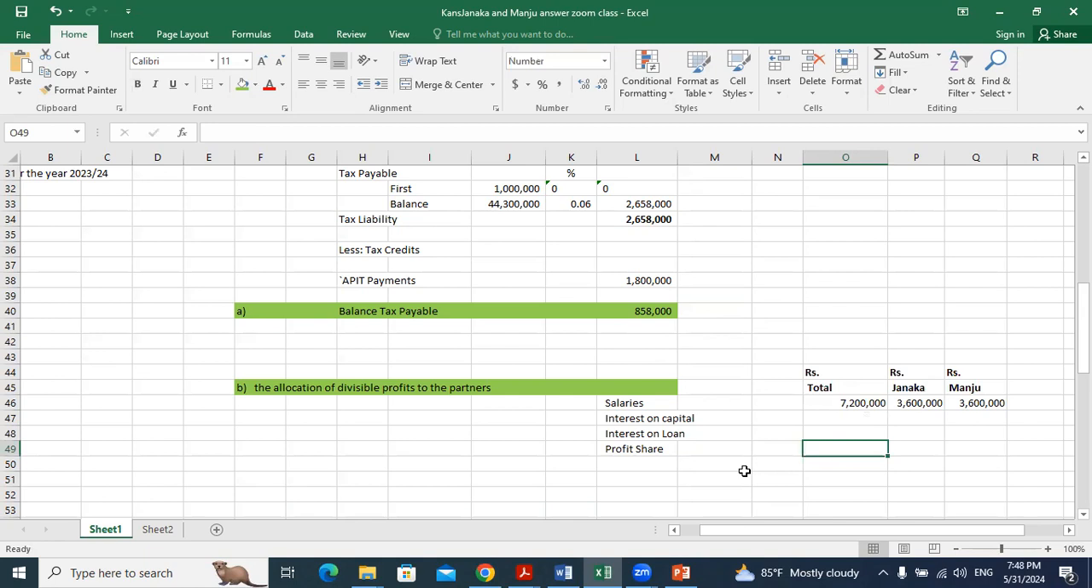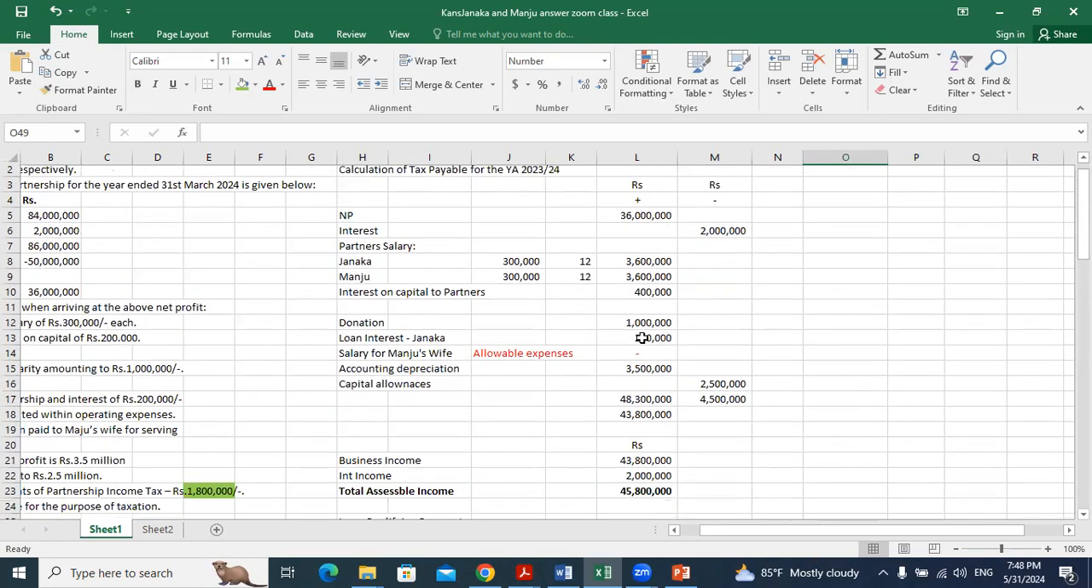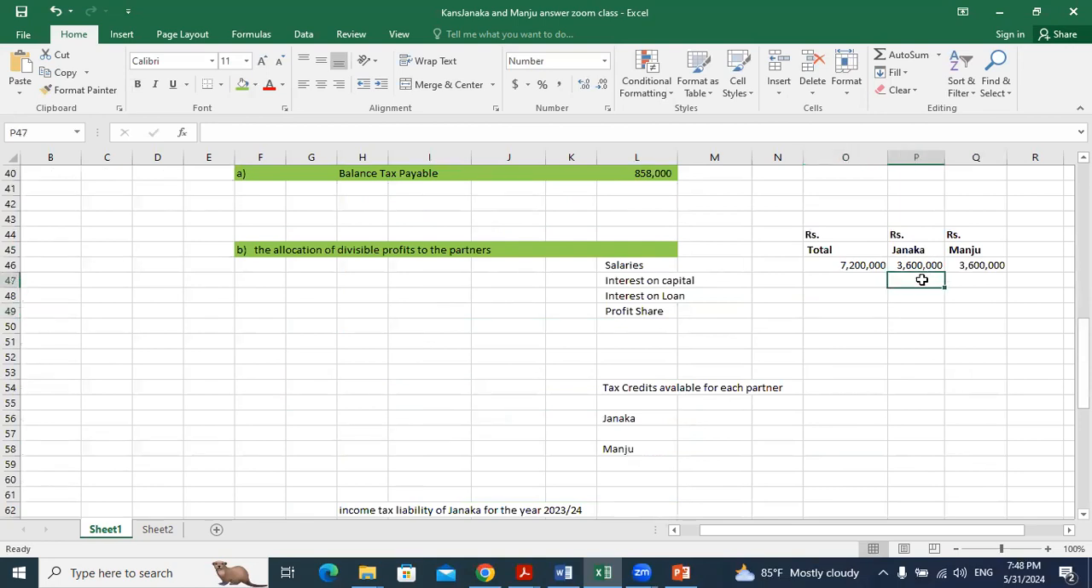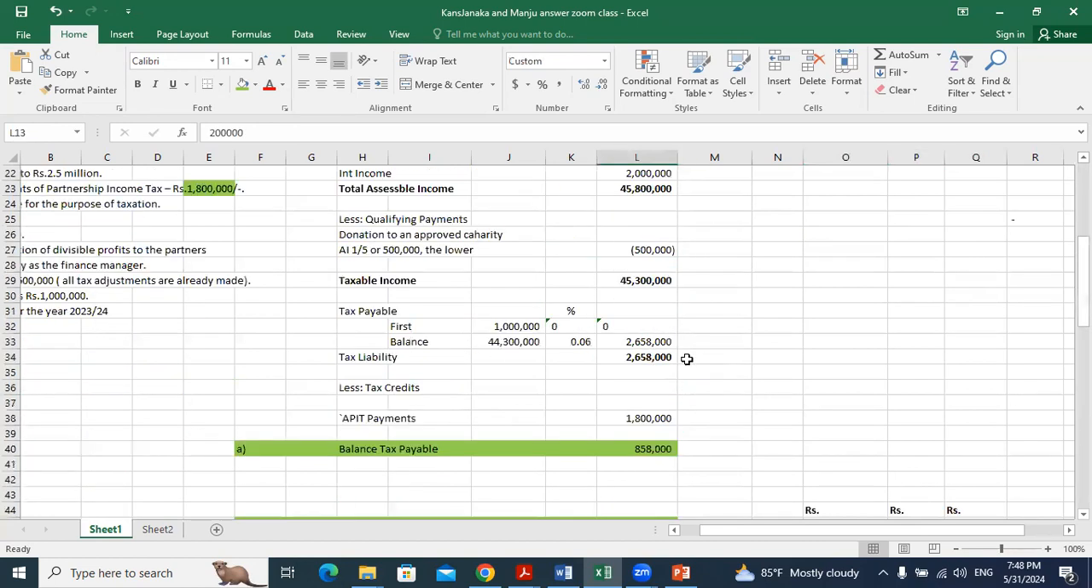Interest on capital, that is 200,000 each. Total is 400,000. Interest on loan is available only to Janak. Interest on loan, Janak, this 200,000.